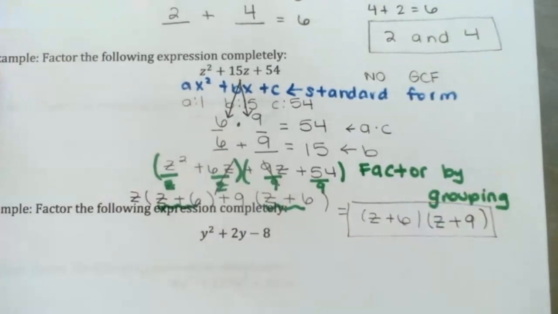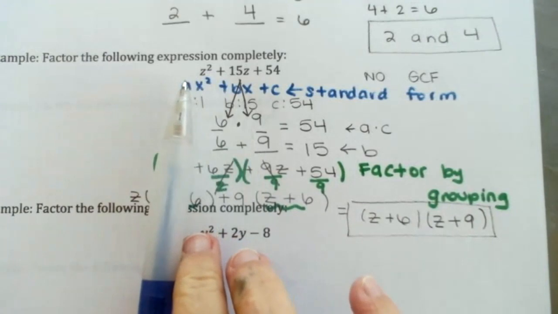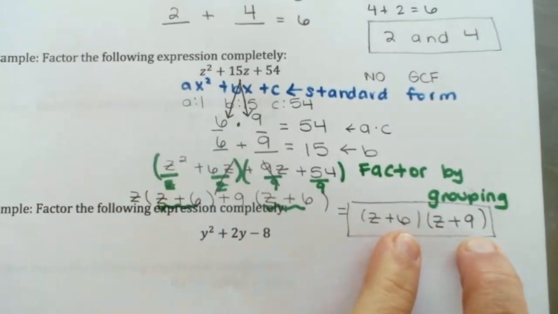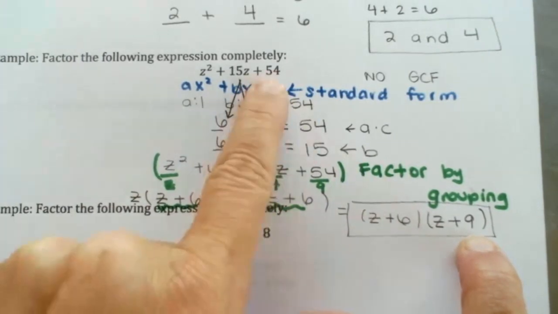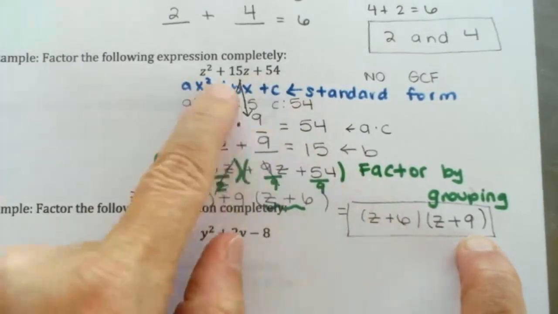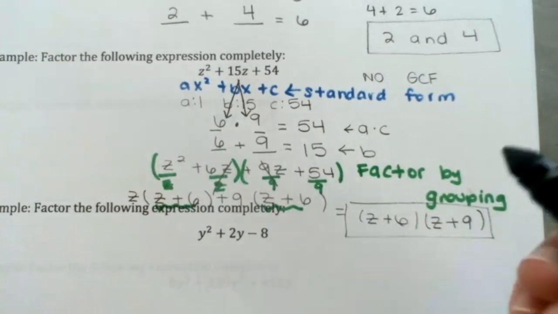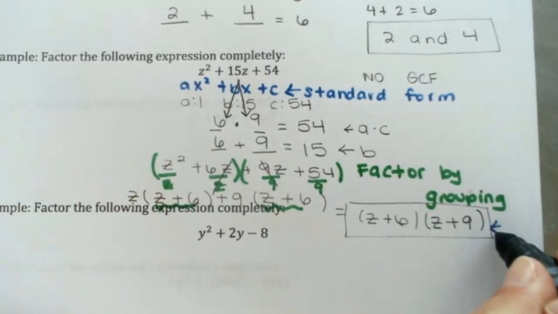So z plus 6 is a factor, z plus 9 is a factor. If I were to multiply these two factors together and distribute, we would get back to z squared plus 15z plus 54. So remember, these two numbers, 6 and 9, multiply together to give us 54, and add together, 6 plus 9, to give us 15. Keep that in common. So this was our standard form. This is our factored form.